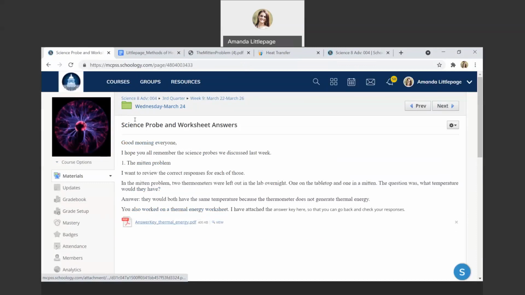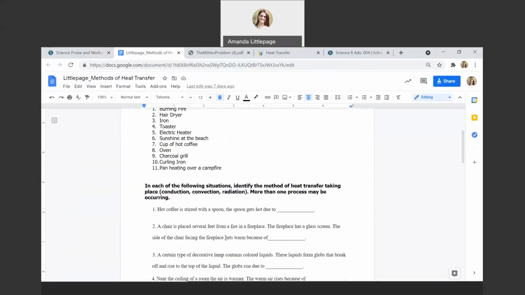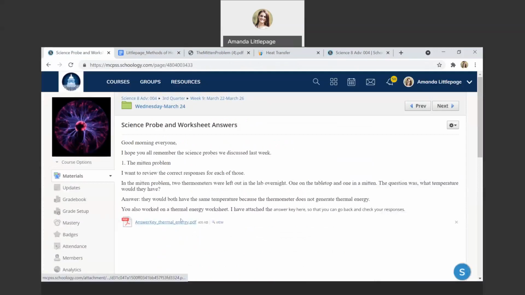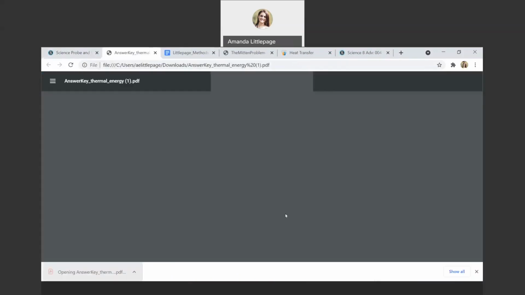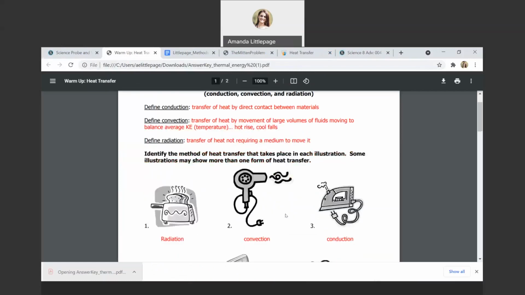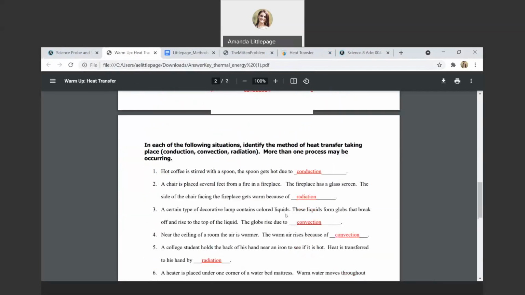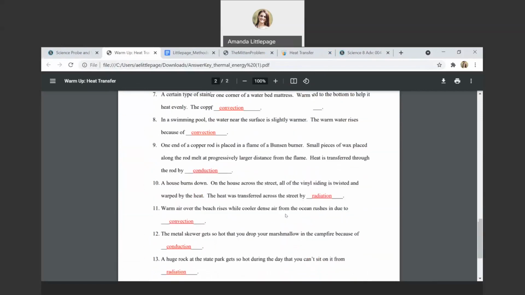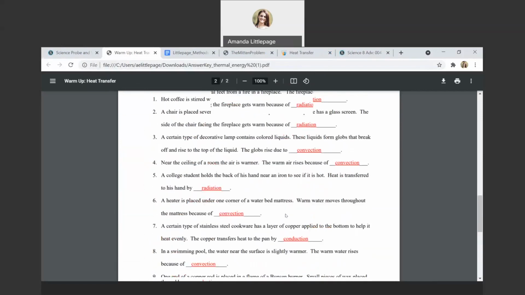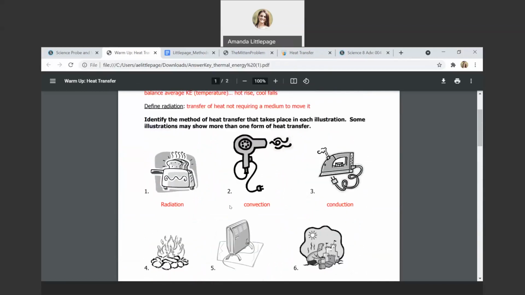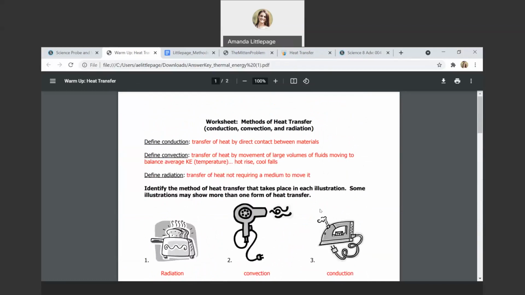So this answer key goes along to this document here, and you can check your work to make sure you have the correct answers. This answer key is going to also act as a study guide for you. It goes through the definitions and through each of the scenarios and examples that were included in the worksheet. So basically what you were doing here is identifying the different forms as convection, conduction, or radiation.